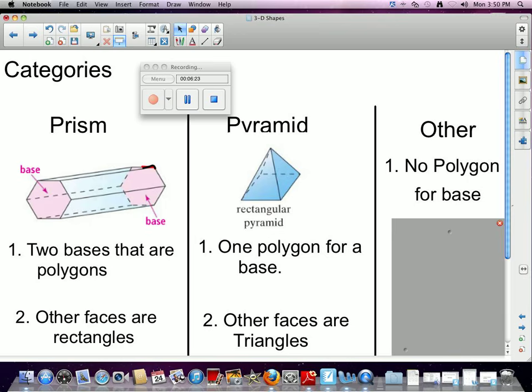So the main difference between a prism and a pyramid is two things. You have two bases on a prism. With this one, you only have one. On a prism, you have rectangles for sides, and on a pyramid, you have triangles for sides.